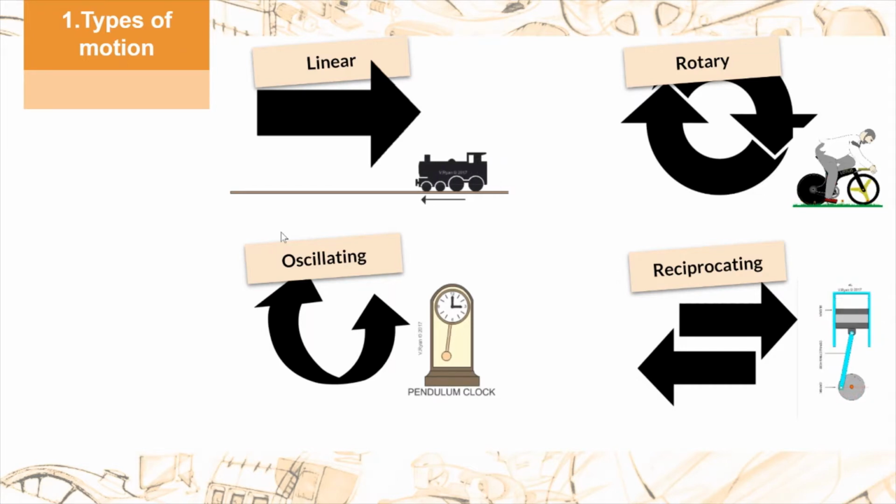Last but not least, we have reciprocating motion. This is where it's travelling in a straight line, but forwards and backwards. So like the large grey block you can see then in this animation. It's going up and down in a straight line. That's reciprocating motion.